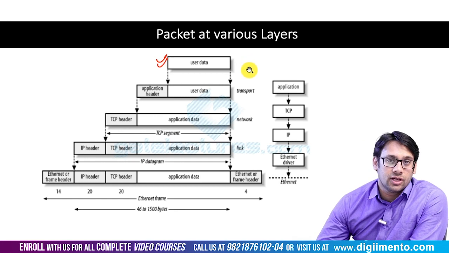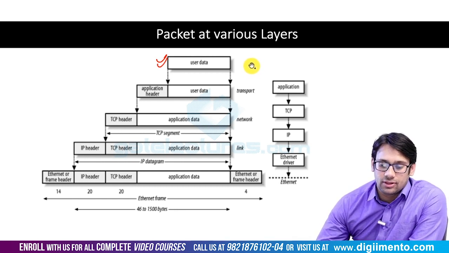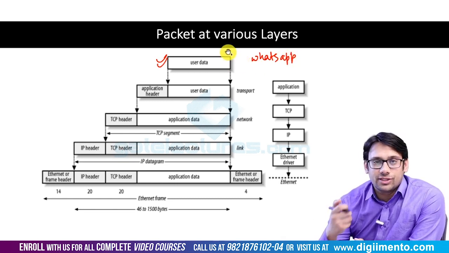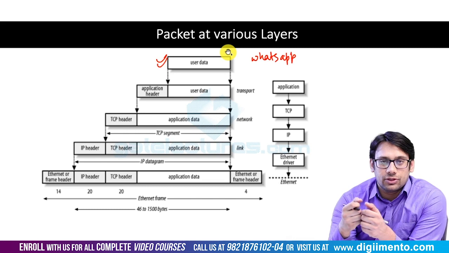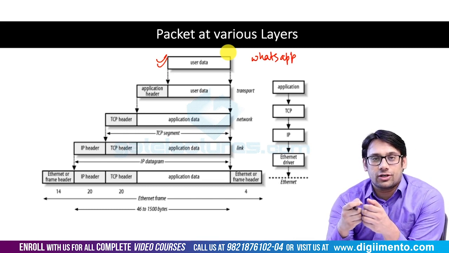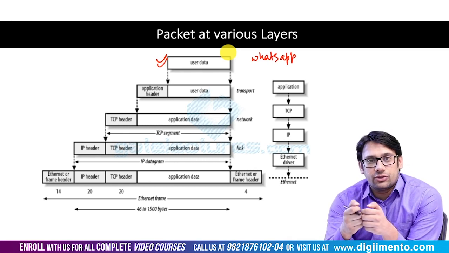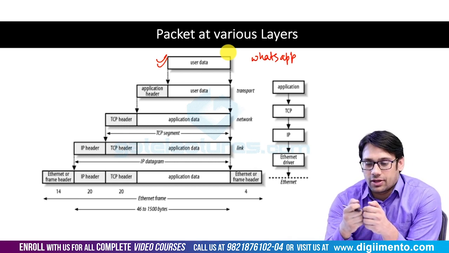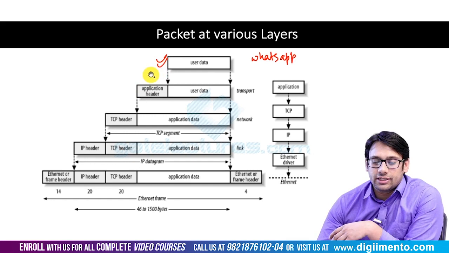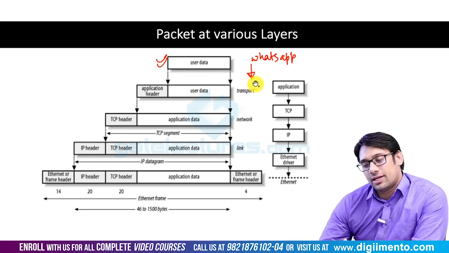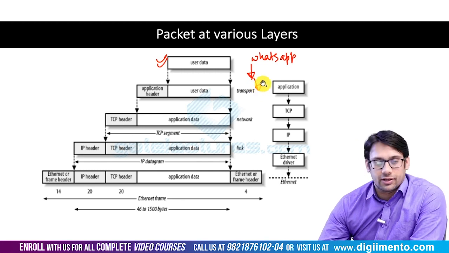Maybe it is WhatsApp, maybe it is a web browser or any kind of application. Let us say the user is using WhatsApp. The user tries to enter some data. You try to send some message to your girlfriend, boyfriend, or someone in your family. As soon as you create the message, that message will go through the application layer to the transport layer.